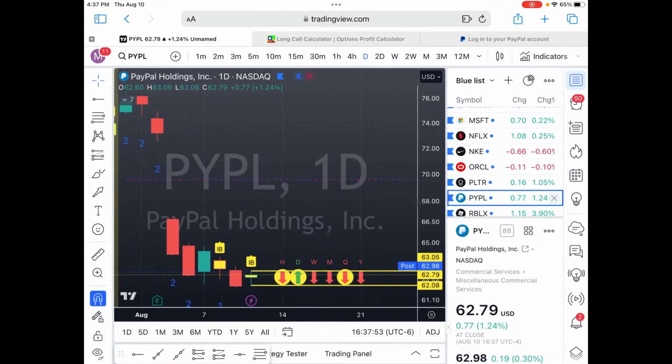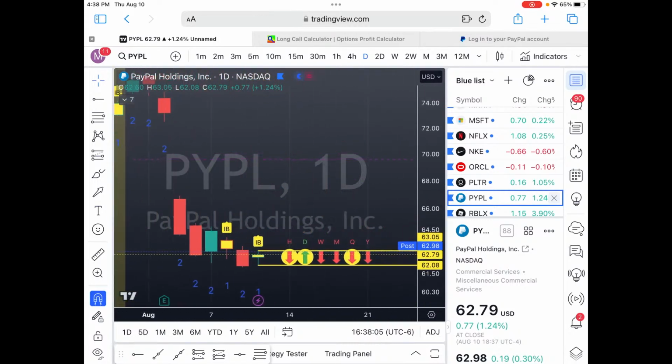We move on to PayPal, inside bar. So again, here's that inside bar that I was talking about for most of the video, where we have the break and we hit targets, and if I go back in time, maybe there's another target there. But it did its job. The candlestick told you the story. It did its job. We're going to see if it'll do the same thing tomorrow.